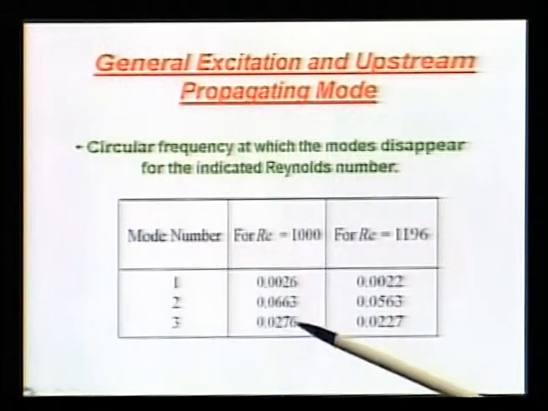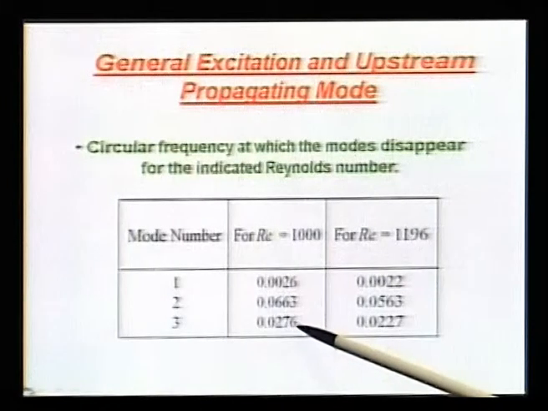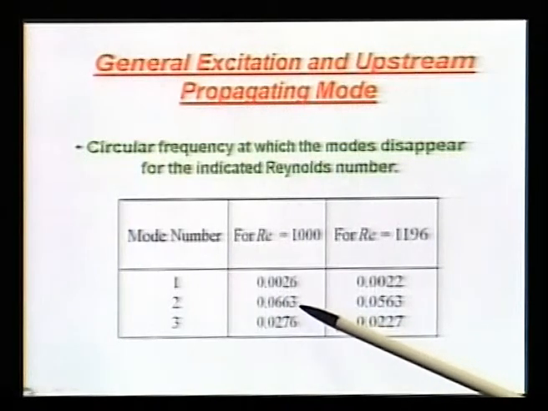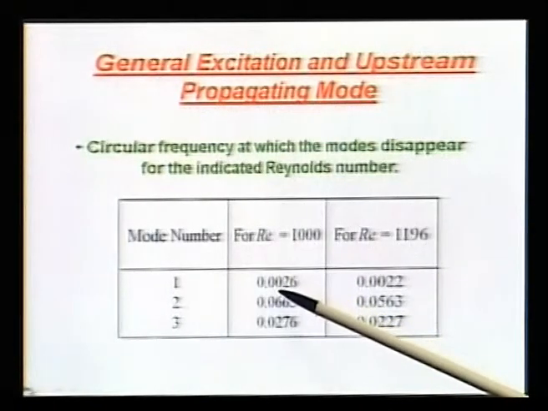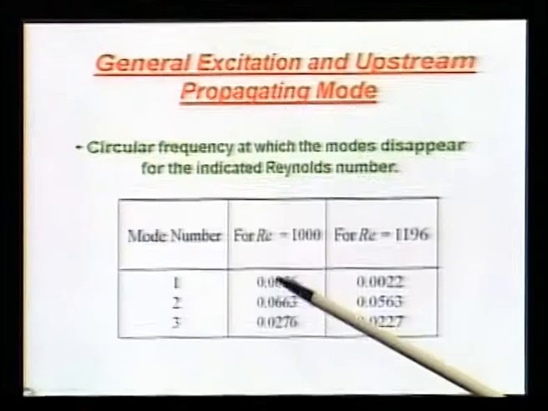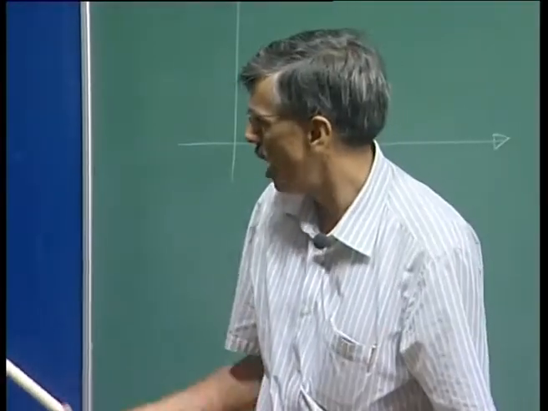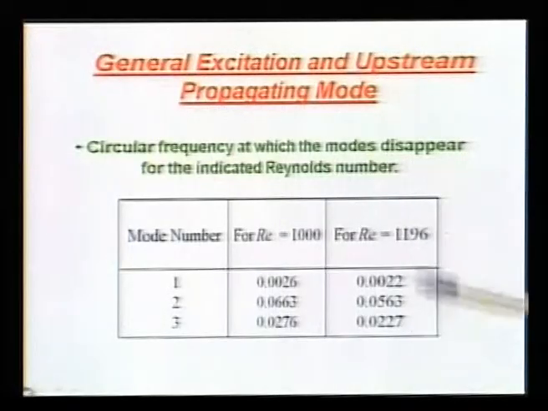The third mode disappears for R equal to 1000 at this value, 0.0276. The second mode disappeared earliest, around 0.0663, and the first mode also disappeared when omega naught is reduced to 0.0026. You can actually convert these values into hertz. This was the Physics of Fluids paper that reported for a Reynolds number of 1196. We will start from here in the next class.